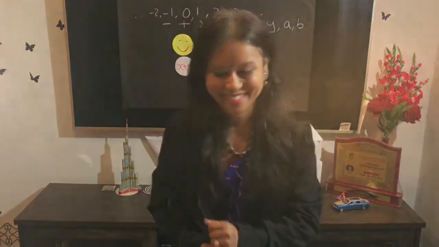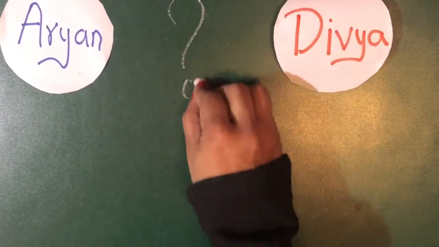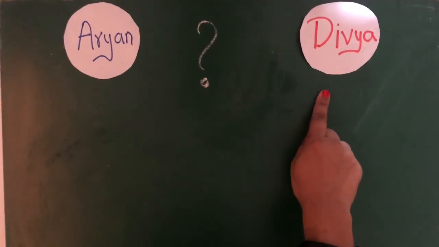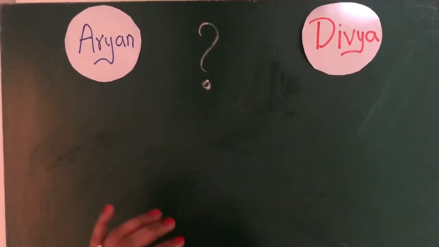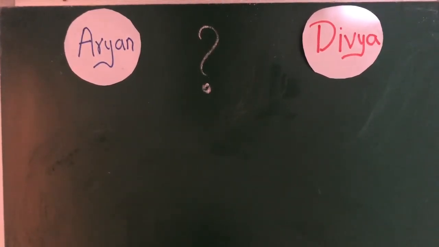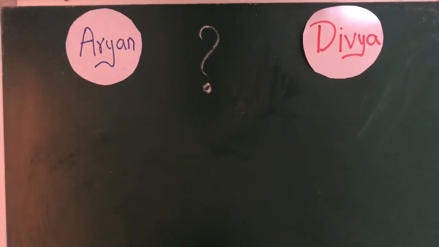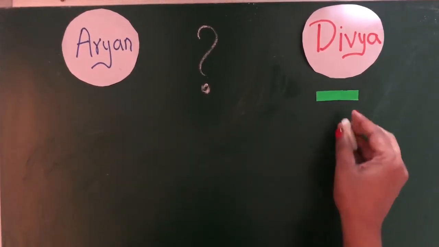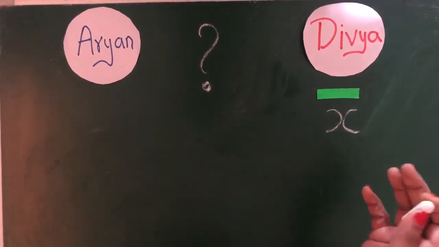Let's see. Aryan and Divya both emptied the entire plate. Now, who ate how many? How would I come to know this? Divya said, I don't know how many I ate, but I know that Aryan ate 5 more than me. Now, let's find out how many both of them ate with the help of expressions, right? I am representing this by x. So Divya ate some x.